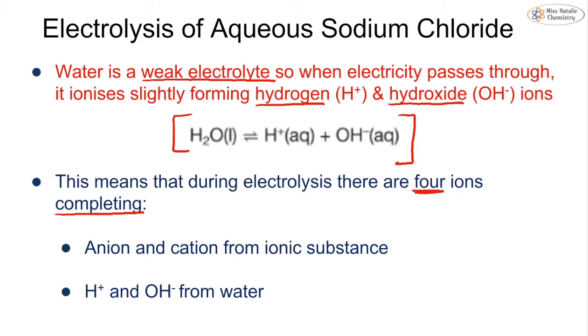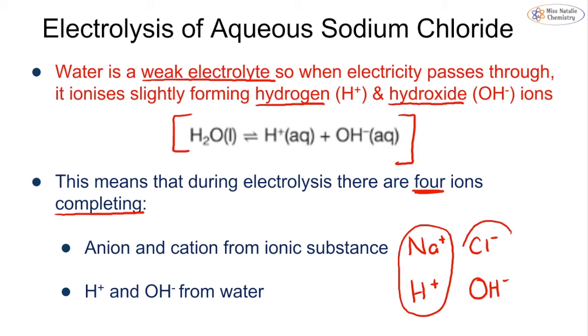And what we have to be able to do as part of the triple course is to be able to predict which one. So if I have my aqueous sodium chloride, for example, I'm going to have my 4 ions being the Na+ and the Cl- from the ionic substance, and then from the water I have my hydrogen and my hydroxide. And I need to determine from each of the 2 sets of the positives and the negatives which one is most likely to react. And there are certain rules that we use to do this.